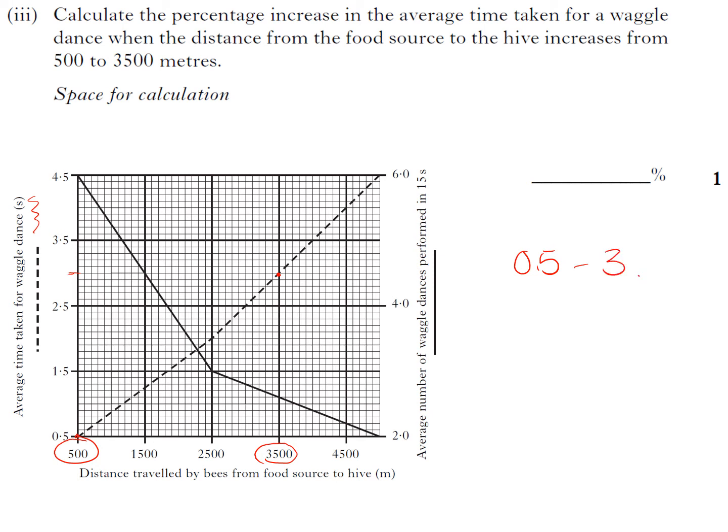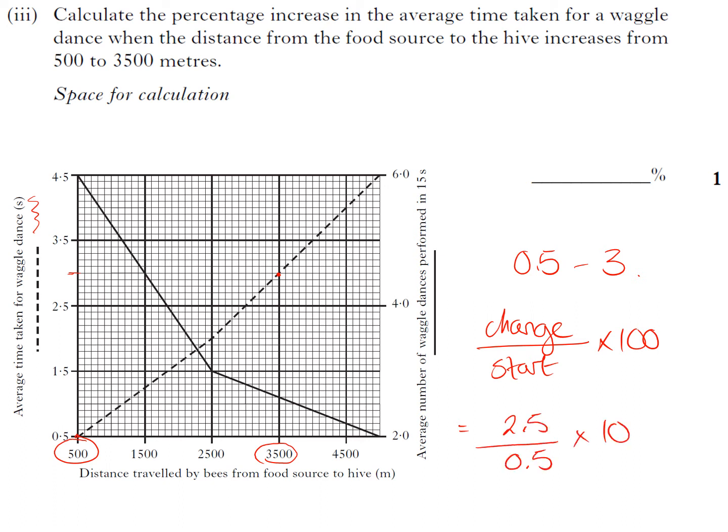Okay, so our percentage change is always change divided by start and then times by 100. So your change here is 2.5 divided by the start, which is 0.5, times it by 100. That is 500%. Okay.